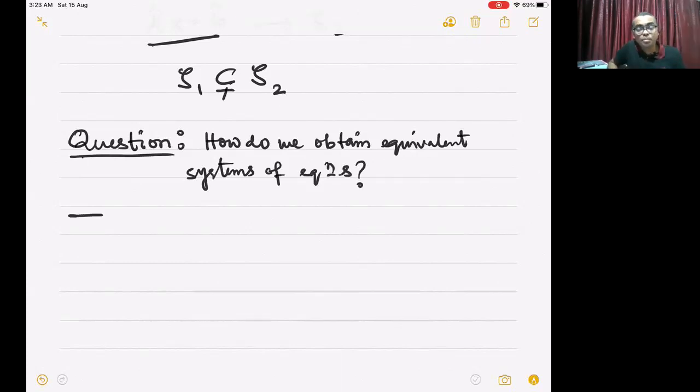Of course, before we obtain, one might even want to ask, how do I even check whether two systems are equivalent or not? Yeah, that is also an important question. Before we devise a method to obtain equivalent systems, I should be able to first discern whether they are indeed equivalent or not. It turns out that answering this question, how to discern whether two systems are equivalent or not, will actually give us a method of obtaining equivalent systems. Let us see.